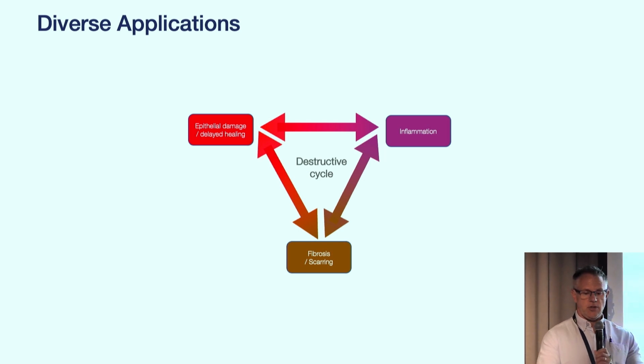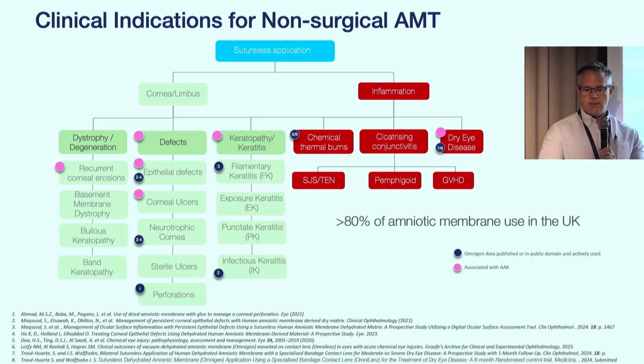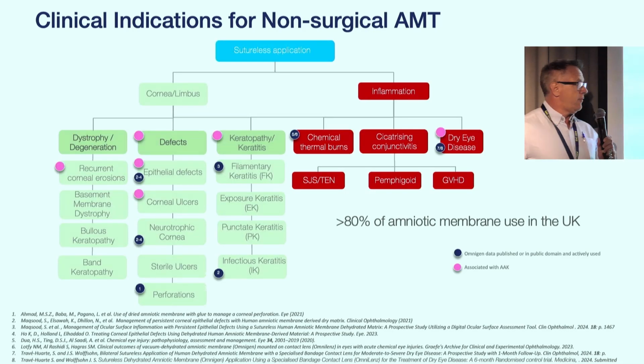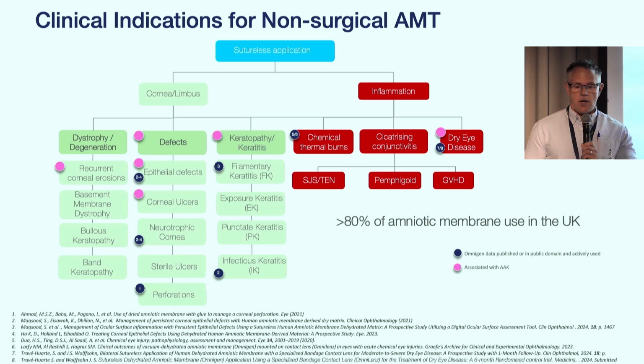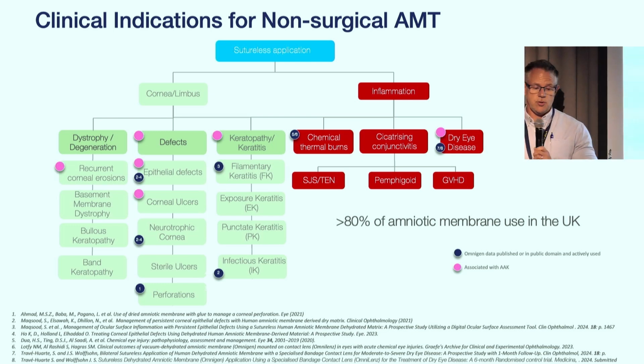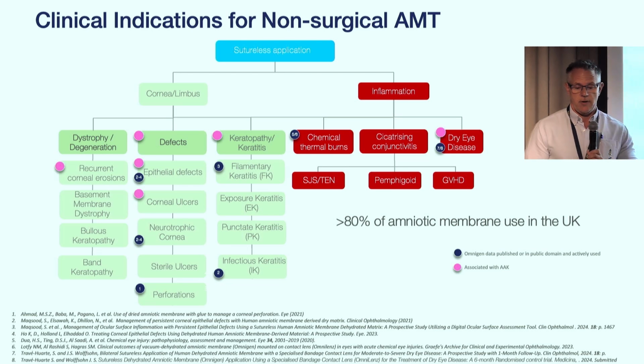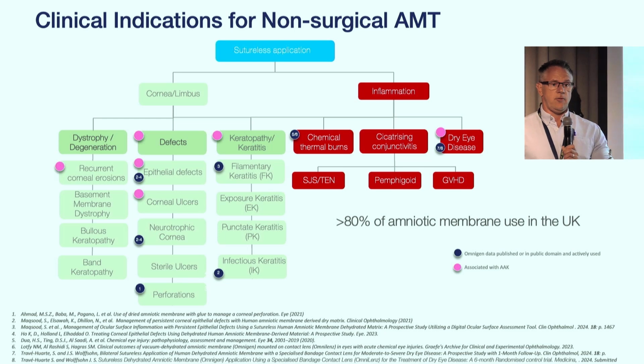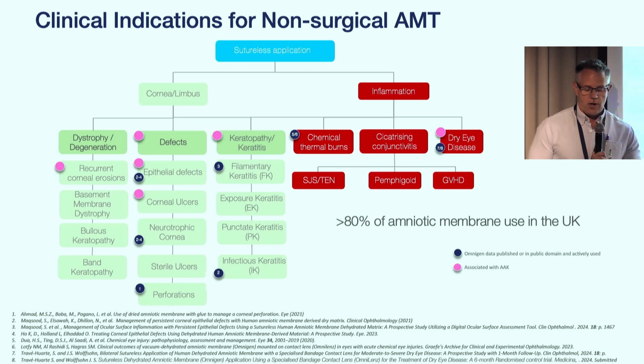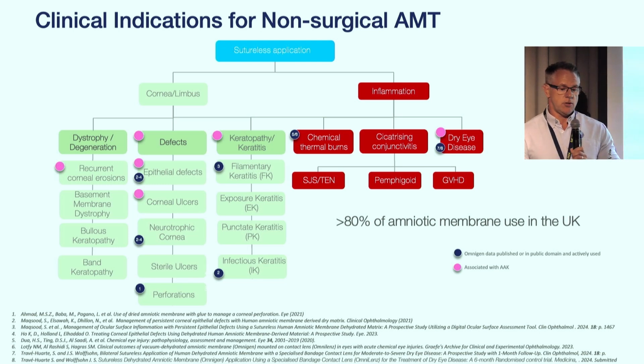So if your condition has at least one of those, then potentially the patient is suitable for non-surgical AMT. And this is a very simplistic chart of all of the conditions that we know now that are being treated with sutureless amniotic membrane. Although the surgical use of amnion is still there in the UK, and it is growing because of the innovations that are coming, over 80% of your amnion use now in the UK is in an outpatient setting. So it's really finding its position.